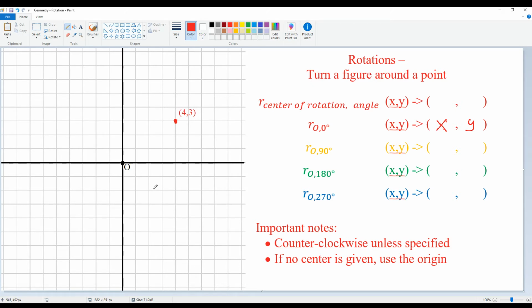So this coordinate here is (4, 3). I'm actually going to form a little bit of a triangle so it's a little easier to see what's happening. So 1, 2, 3, 4. The distance here is 4. That's my x. And then 1, 2, 3. My y is 3. And that's how I get to that point.